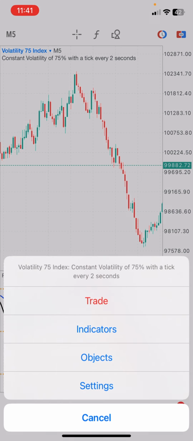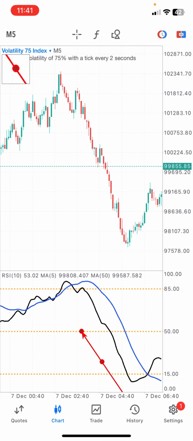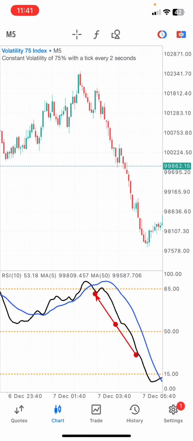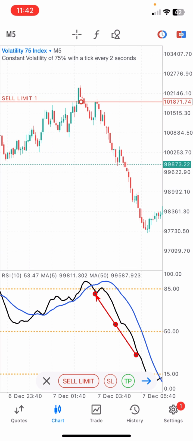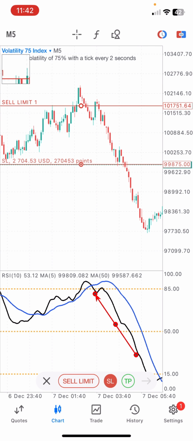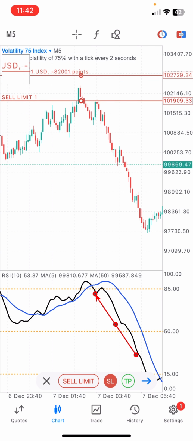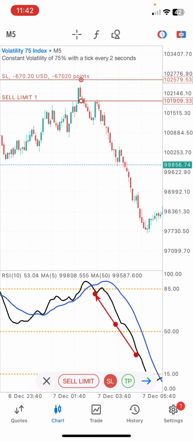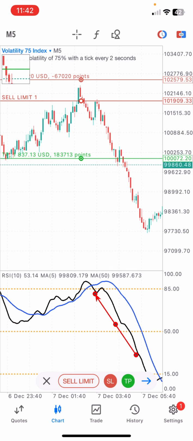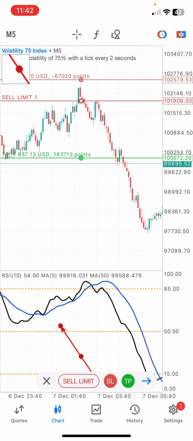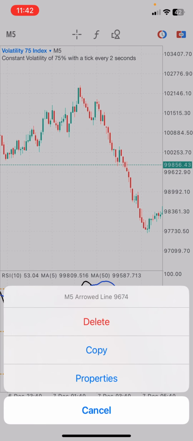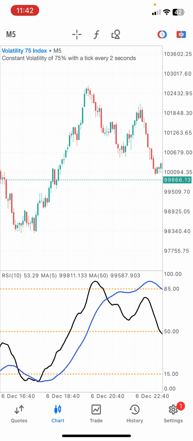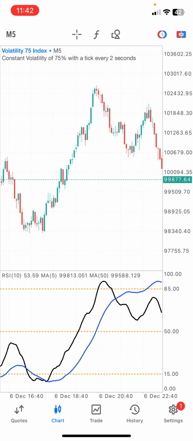Now for your TP, you choose TP right at the 50 level right here, or TP at the 15 levels, or you can use your support and resistance to take your profit. Which means that if you enter a trade right at this spot, our stop loss will be above, and our TP will be right at this area right here. Or we can take our profits with the indicator, which is the 50 levels of the RSI or the 15 levels, which is easy peasy to just take your profit.